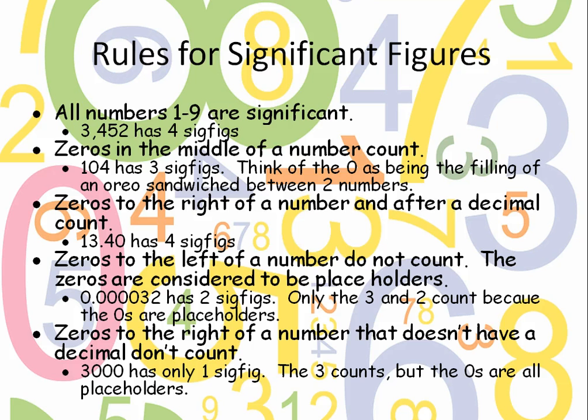Zeros to the right of a number that doesn't have a decimal don't count. For the same reasons, they're placeholders. So 3,000 only has 1 sig fig. Alright? 3 counts, but the zeros are all placeholders. So really, 1 through 9 count, a 0 in the middle counts, and a 0 after a number after a decimal counts. I know that's a lot, and I know it can be confusing, but you get the hang of it. It's a little bit of practice, trust me.